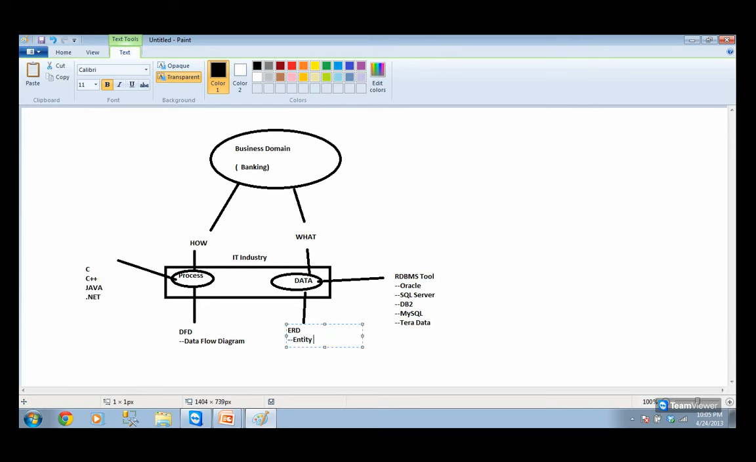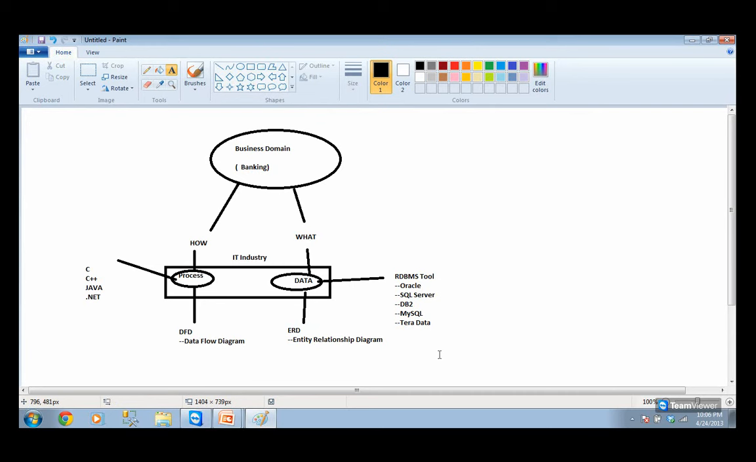ERD stands for Entity Relationship. So you have two processes. These two processes would give you diagrams. DFD will tell you how the process is there. So the DFD diagram will give you a detailed picture of how your process is there in the company. The ERD means entity relationship diagram, which will also tell you how the data is organized in a business.